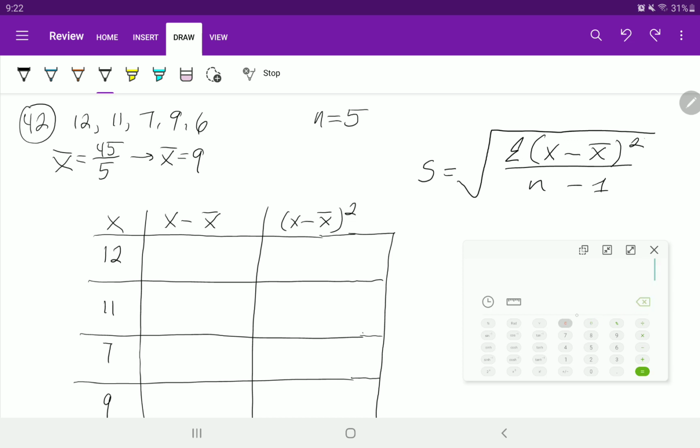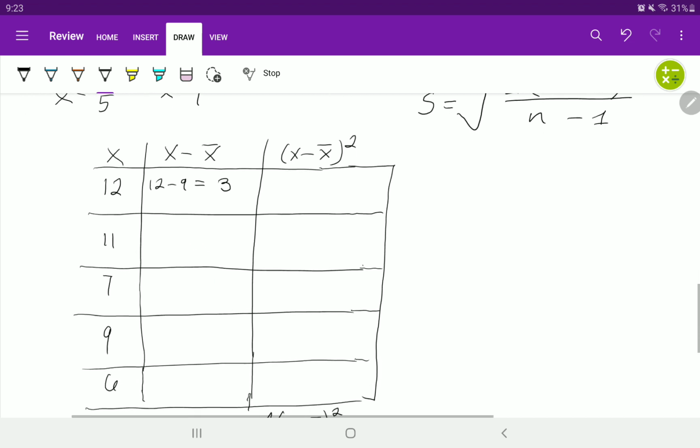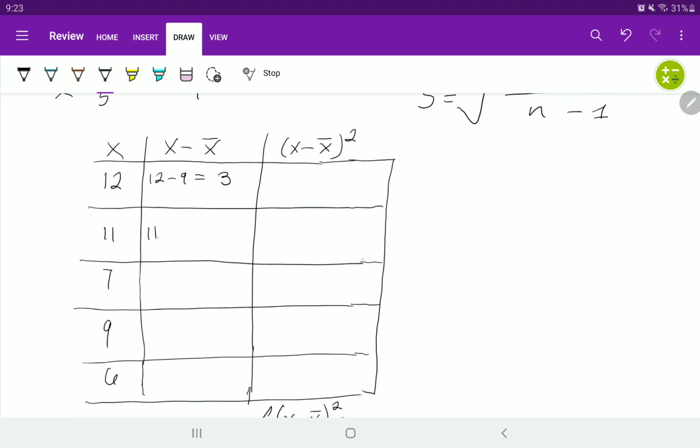So I'm going to clear this. Minimize my calculator. Let's find our deviations. For the first row, x minus x bar, that is 12 minus 9, which is 3. Continue the same thing for the rest of the data set. 11 minus 9 is 2. 7 minus 9 is negative 2. 9 minus 9 is 0. 6 minus 9 is negative 3.